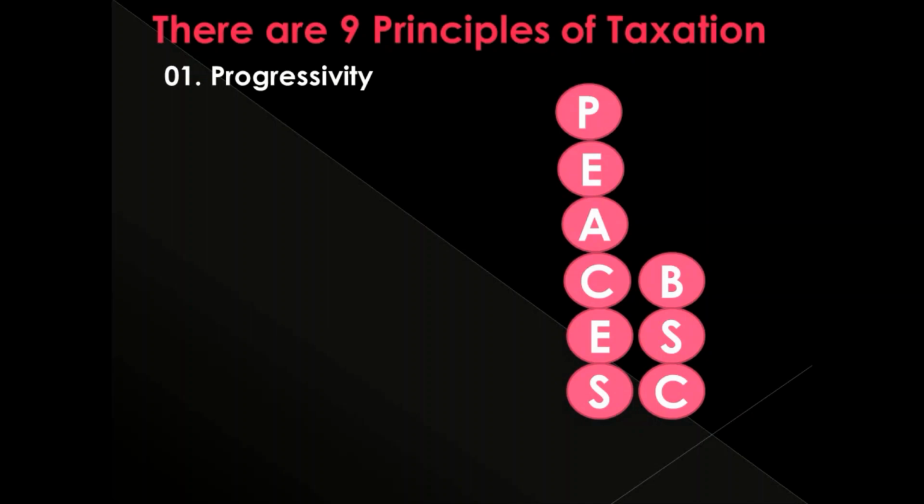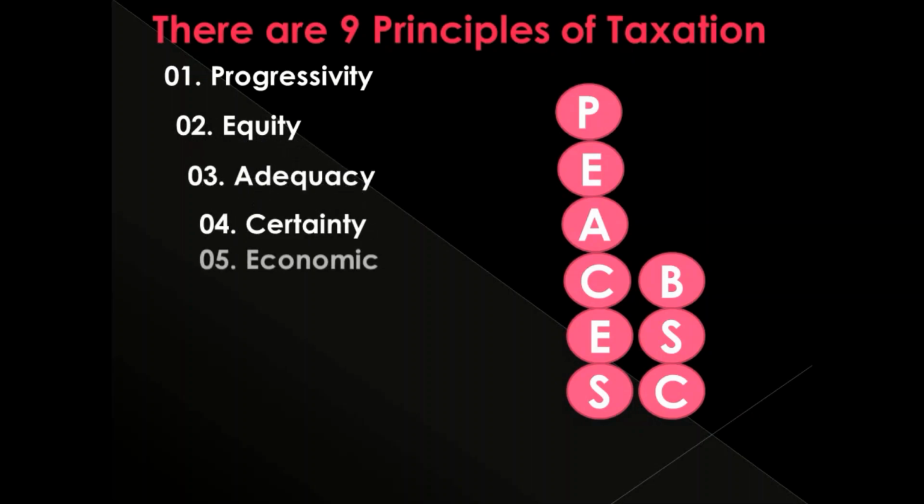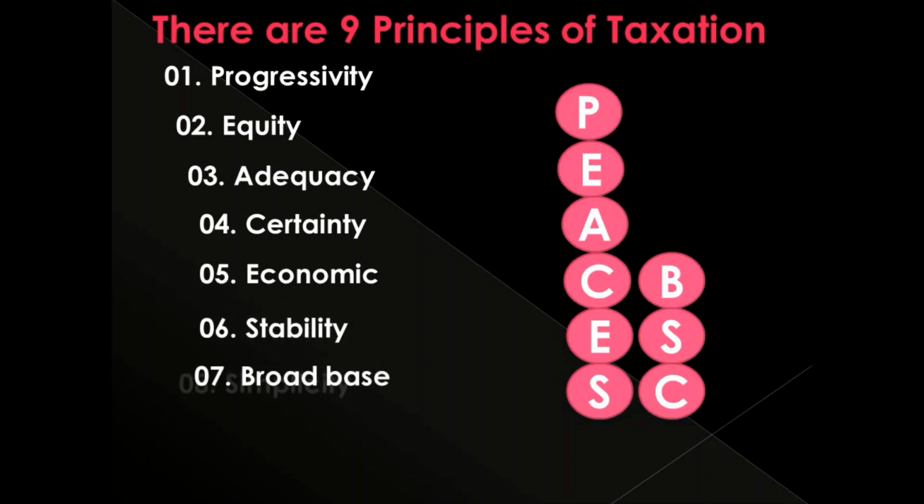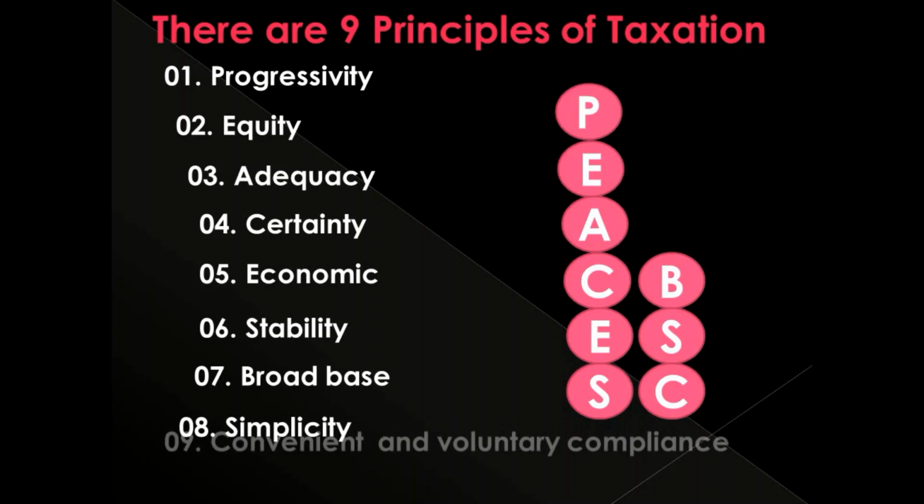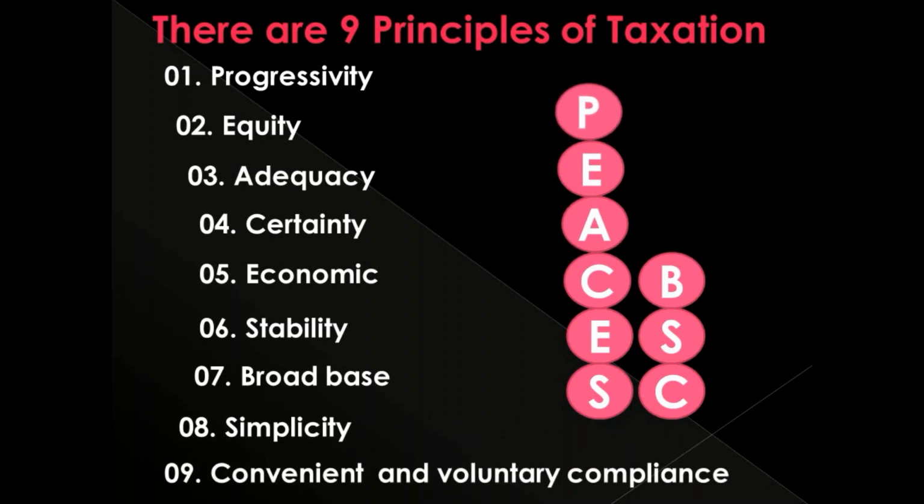So the first one is progressivity, and then we have equity, adequacy, certainty, economic, the sixth one is stability, broad base, eighth, simplicity, and the last one is convenient and voluntary compliance. For memorizing these 9 principles, we have created a mnemonic for you. PEACES and BSC. PEACES BSC is the mnemonic that we have created for you to make it easier to memorize for your exam.